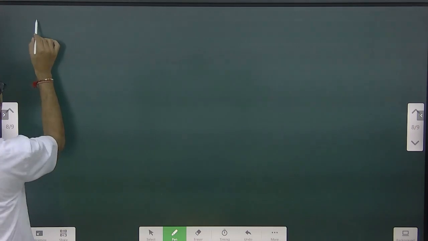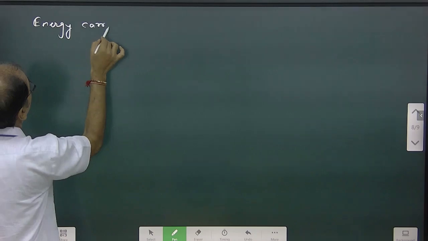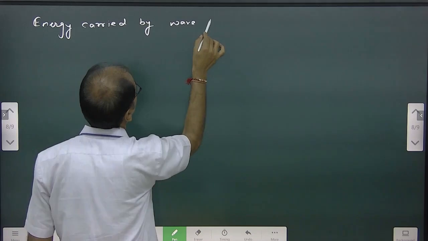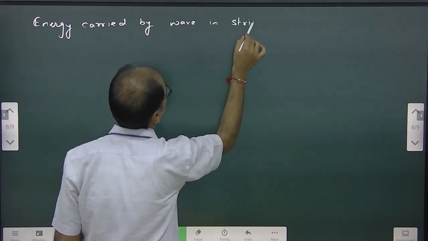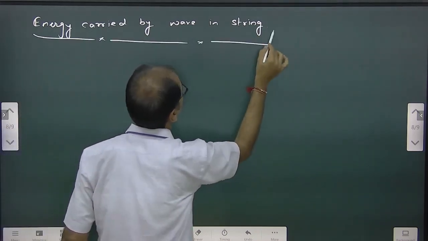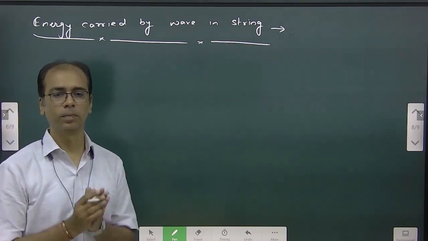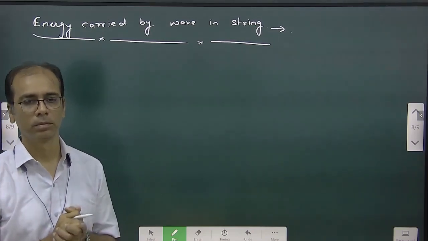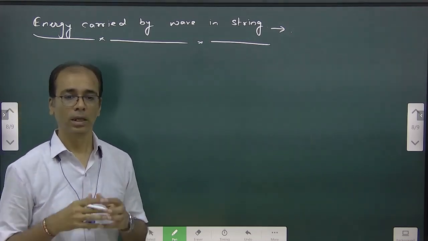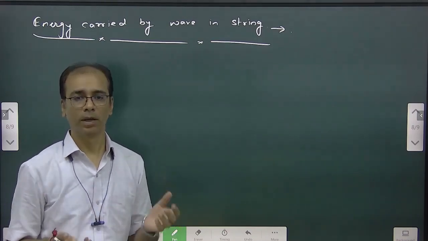Now let's talk about energy carried by a wave on a string. So what we know in this? We know that every particle is doing SHM, right? So if every particle is doing SHM, then energy also will be associated with it. What energy is associated in SHM? There is half m omega square a square.